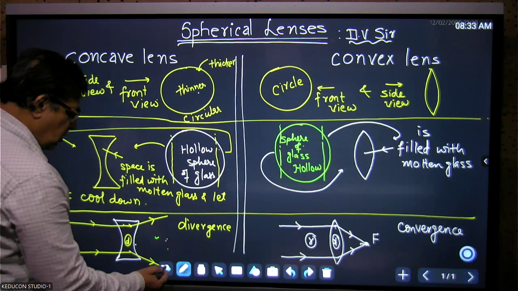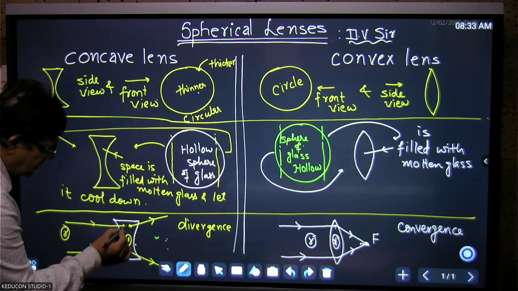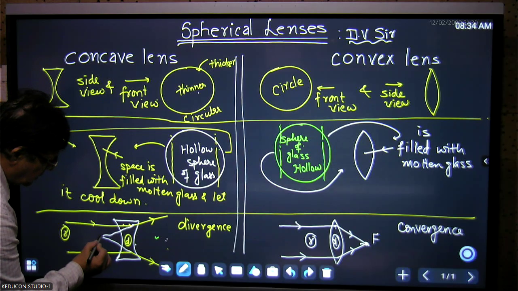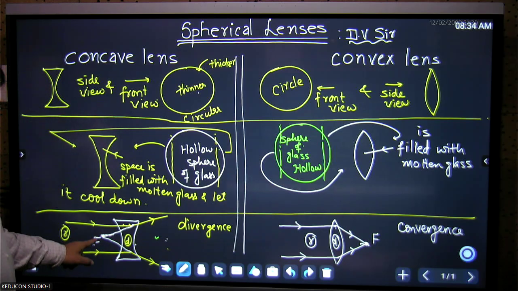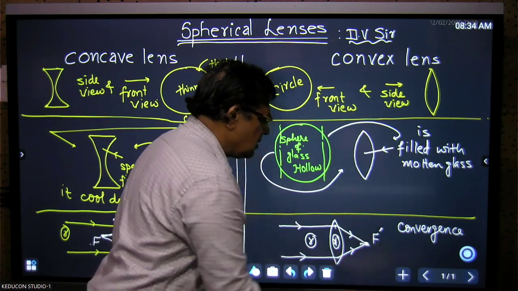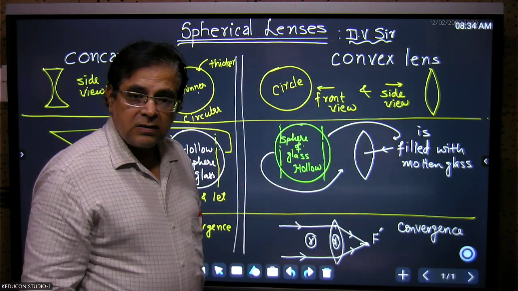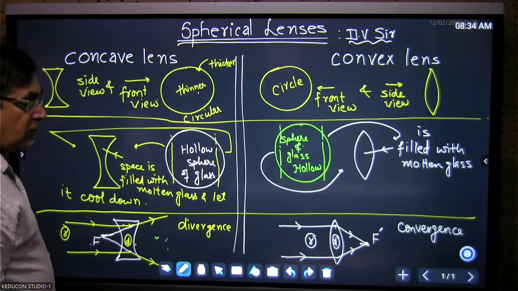Okay, one more thing. In case I extend the divergent rays backward, the extended lines meet at a single point. This point is known as the focus of the biconcave lens, whereas F dash is known as the focus of the convex lens. So this was the preliminary comparison between the two.